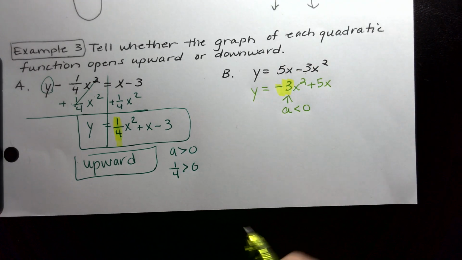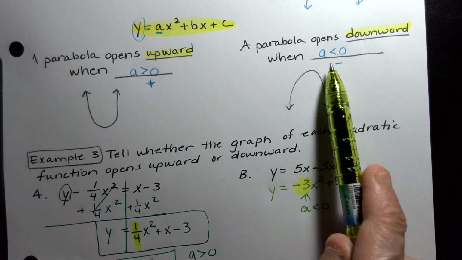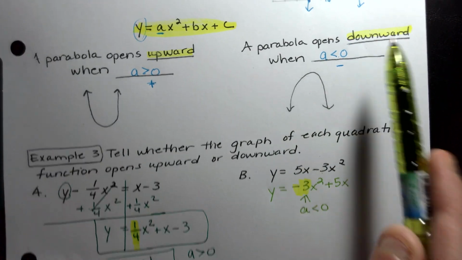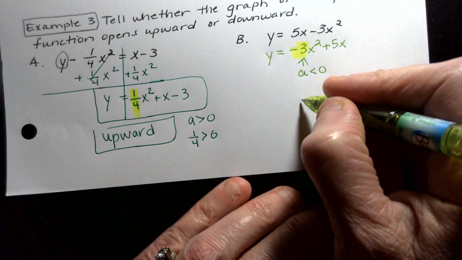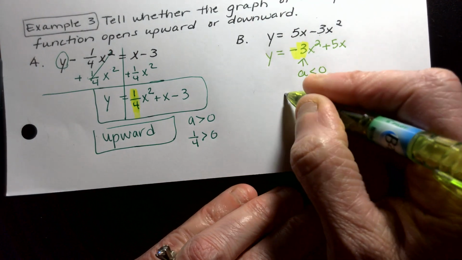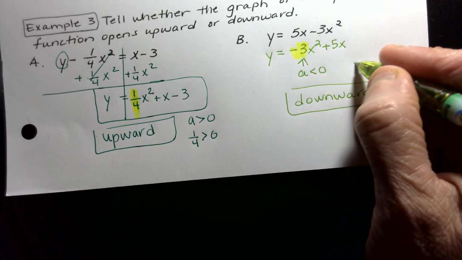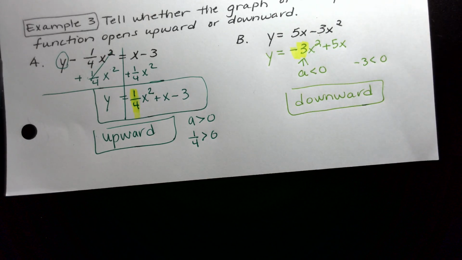That is less than 0. So that tells you, look directly above. It's going to turn downward, because a is less than 0. Negative 3 is less than 0.